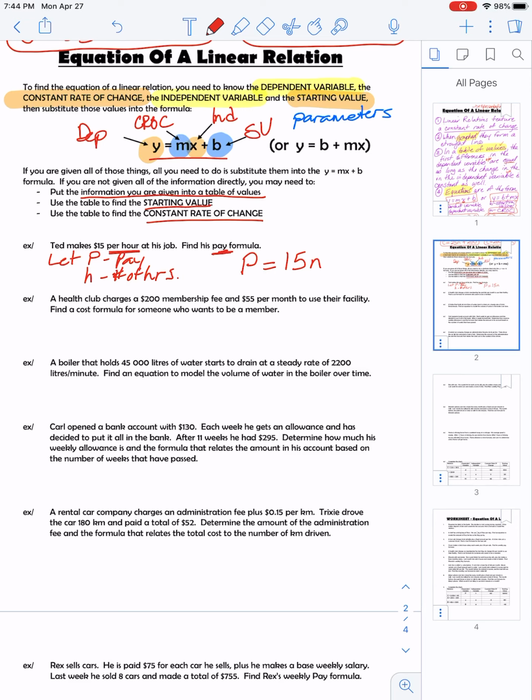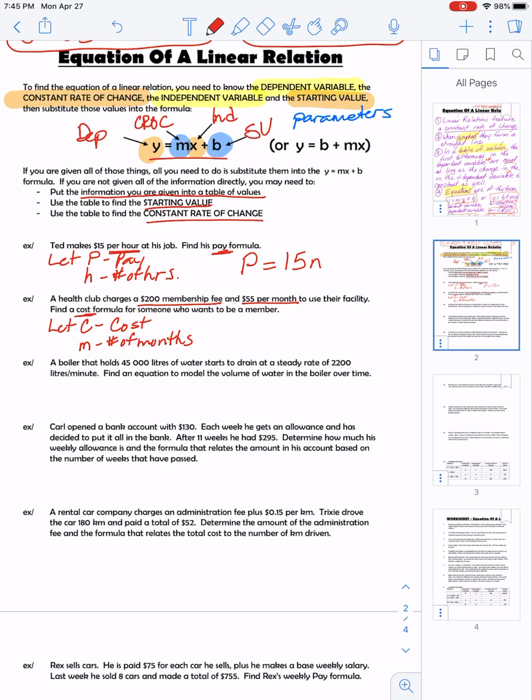A health club charges $200 membership fee. I'm going to underline that. And $55 per month to use the facility. Find the cost formula for someone who wants to be a member. So what does the cost depend on? Well, it looks like this is going up monthly, so the total cost is going to depend on how many months he's going to be a member, or somebody is going to be a member there. So we're going to let C be the cost, and let's say M be the number of months.